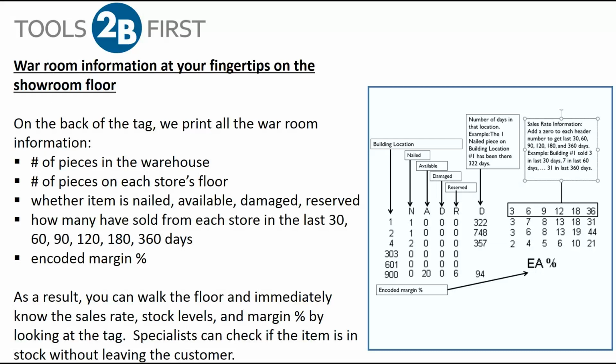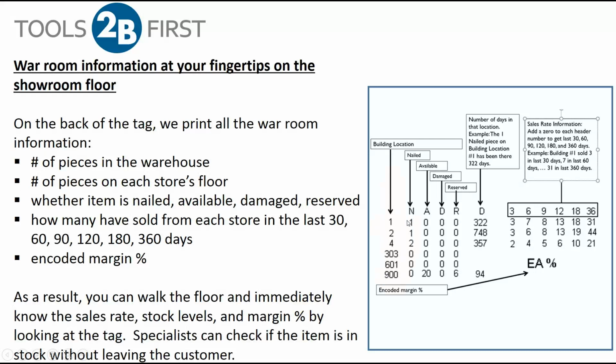So let's walk through the table on the right there. The first column is the building. Again, this may be someone that has multiple stores. So building 1, 2, and 4. 303 typically returns. 601 is another building, and then 900, 999 is typically the warehouse.